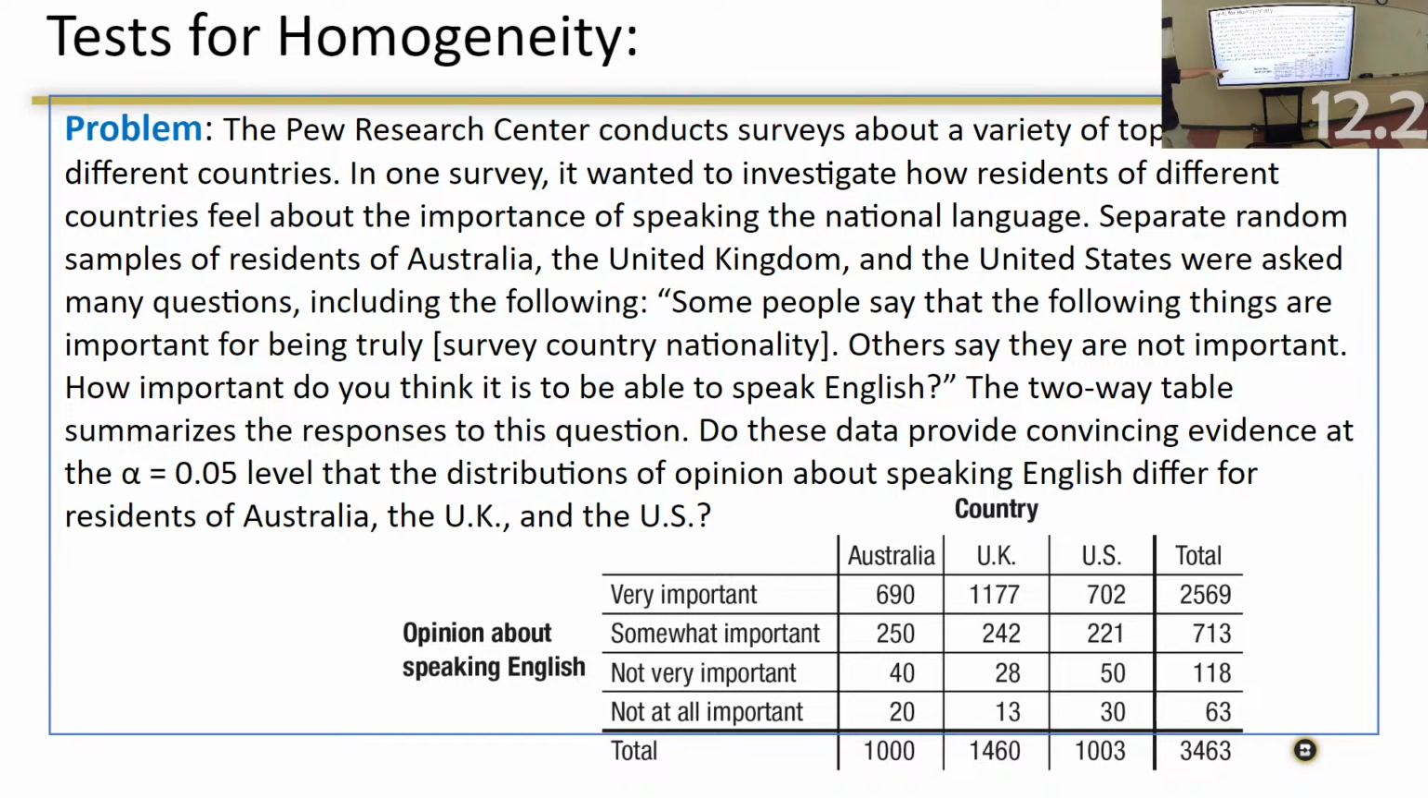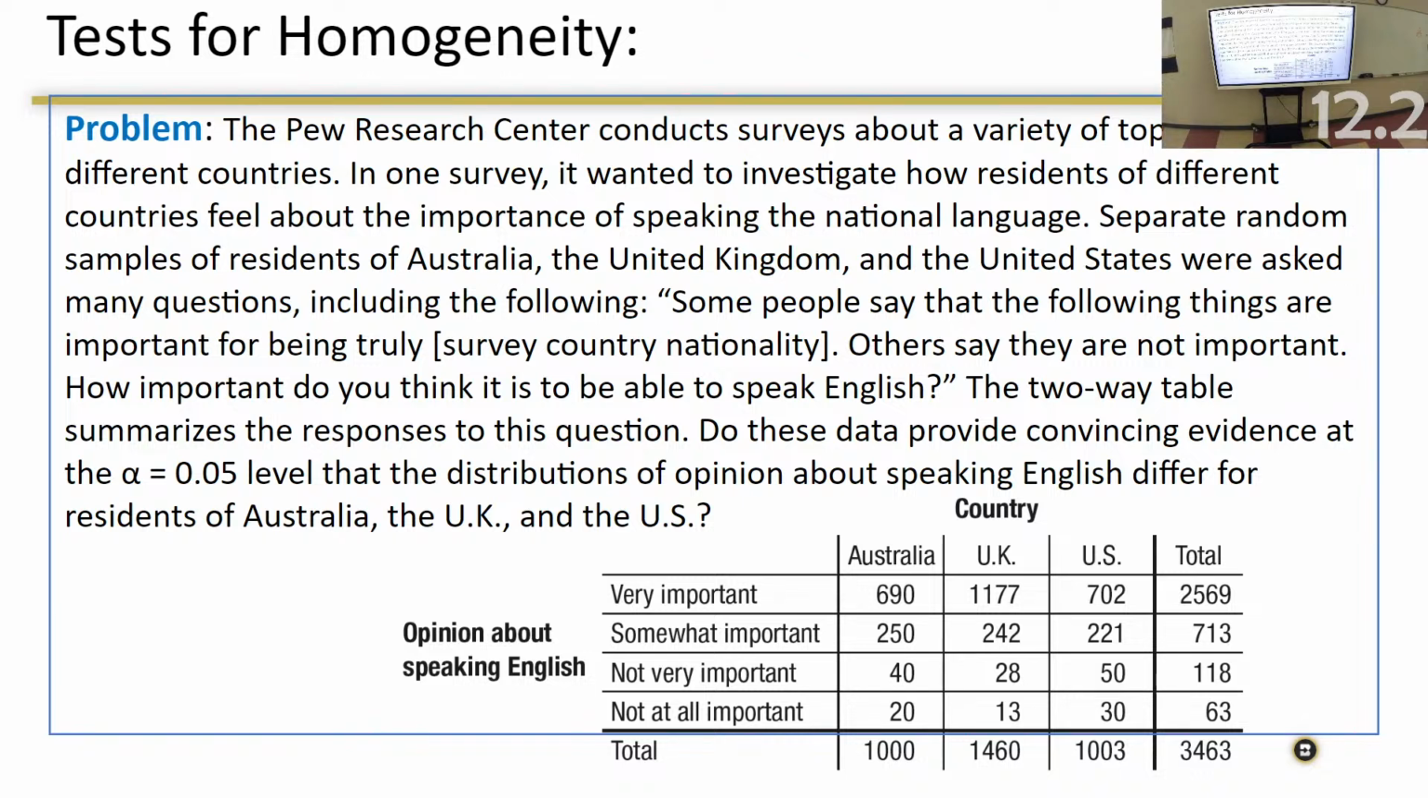That's the question. The other ones that I used didn't give me the great type of AP question. Do these data provide convincing evidence that the distributions of opinions of speaking English differ for residents of these countries? There's my Ho and my Ha. There is no difference in the true distributions of opinion. There's my Ho. Ha: there is a difference in the true distributions of opinions. Okay? So there's my Ho and my Ha.